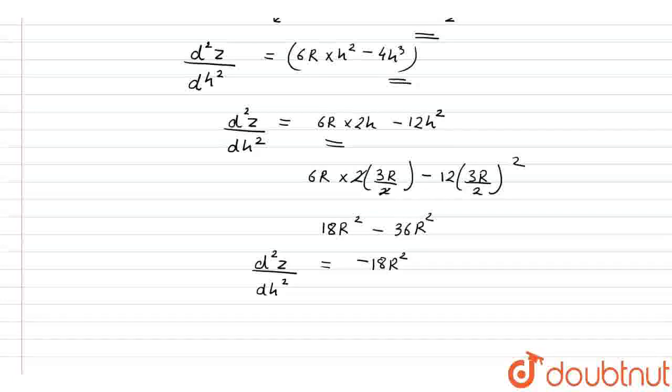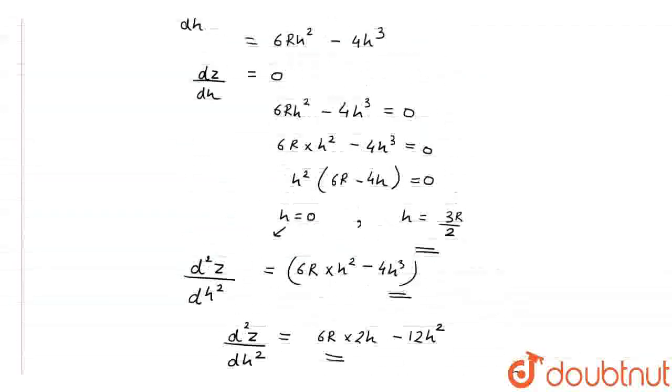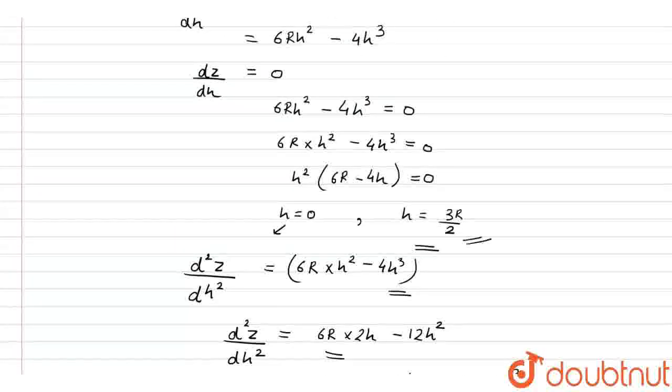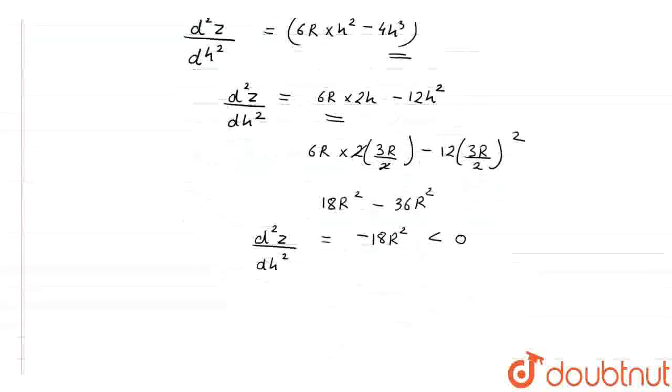Now the value of d²z/dh² is less than 0, because it is a negative value. Therefore, z is maximum for 3r divided by 2. So z is maximum for the value of h equal to 3r divided by 2.